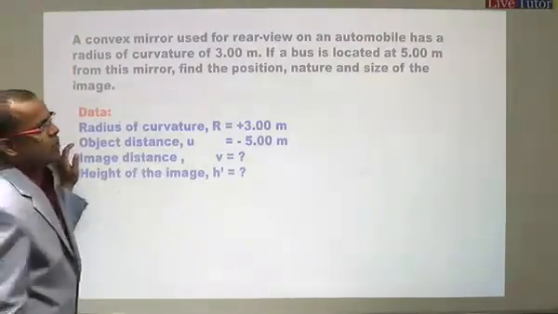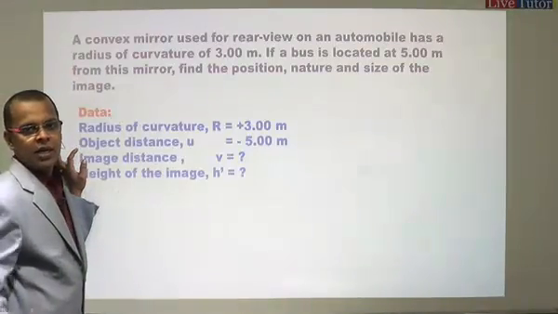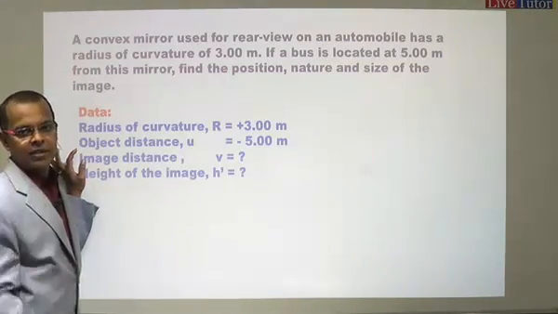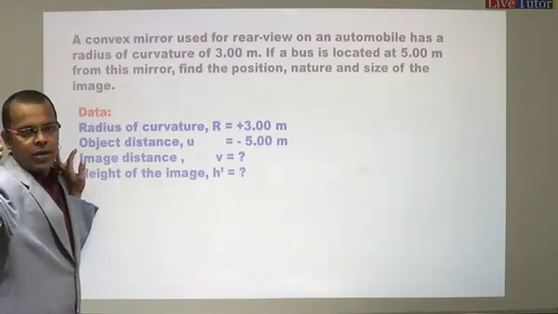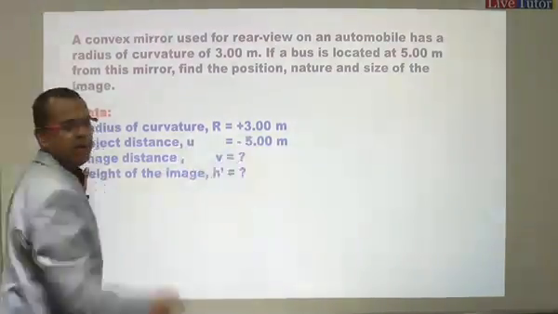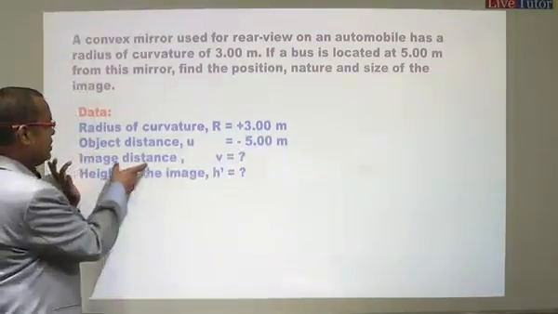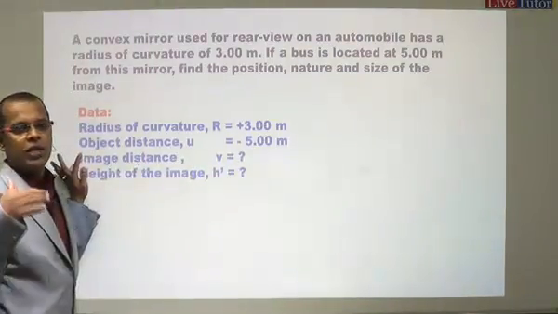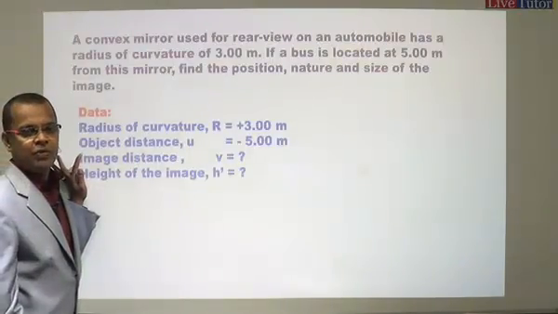Now the object distance. What is the object distance? The object is located at 5 meters. So the object distance is taken as u, and it is 5 meters. And what is the question? The image distance we have to find out, and also the position, nature and size of the image.